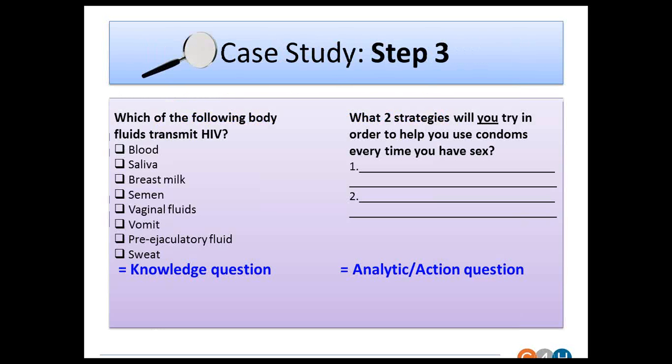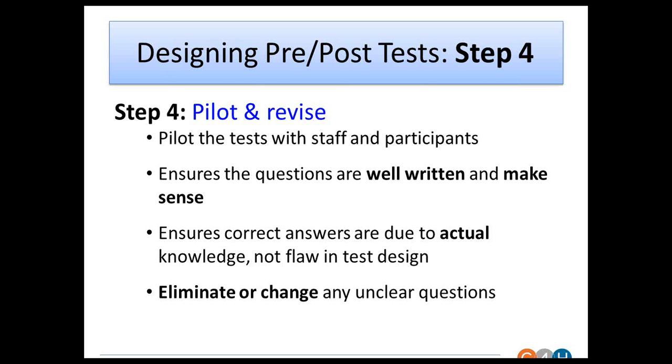Here we can see how our case study question would be ordered if they were in a real pre- and post-test. The question on the left is a knowledge question, so it should come first. And the question on the right is an analytic or action question, so it should come later. So obviously in a real pre- and post-test situation, you might have 15 or even 30 questions. So you want to try and order them by the 4 categories we discussed on the previous slide, and within those categories, group them in a way that makes the most sense. For example, if there are 2 questions about something really similar, you want to put those next to each other.